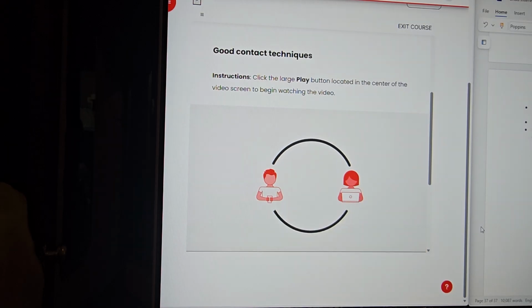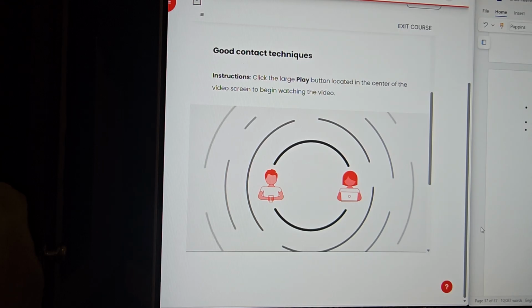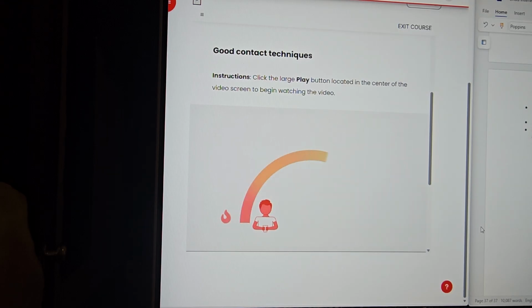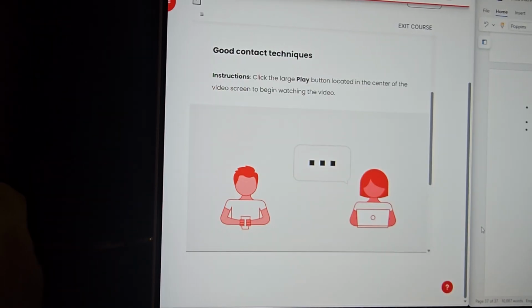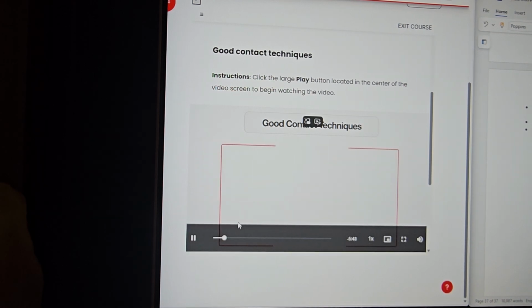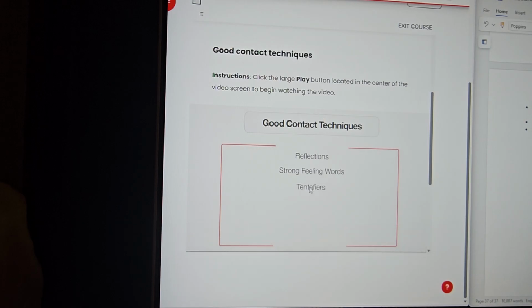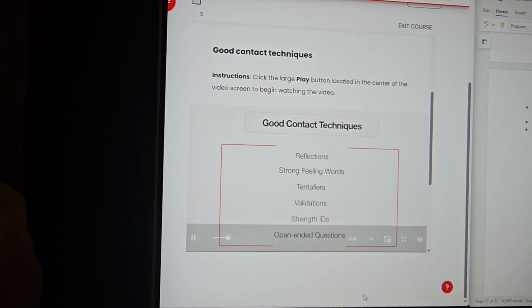Good contact techniques throughout the entirety of our conversations. Good contact techniques help us build a strong connection with the texter. A good connection is the most important part of moving a texter from a hot moment to a cooler calm. In this video, you'll learn what role good contact techniques play in the overall conversation and how they communicate our support to texters. What are good contact techniques? Our 6 good contact techniques are reflections, strong feeling words, tentifiers, validations, strength IDs, and open-ended questions.